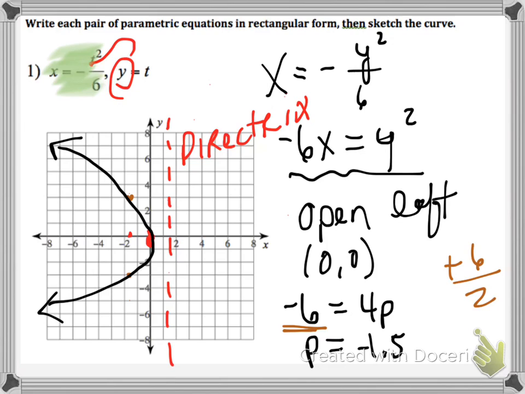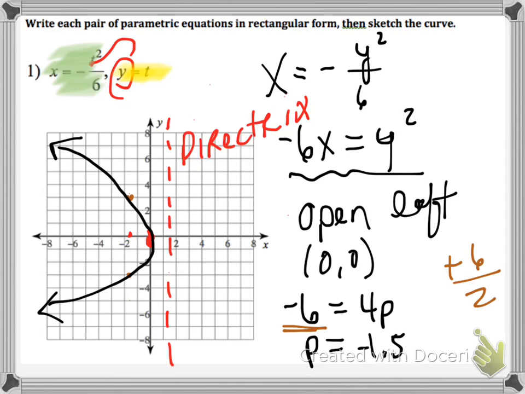Oh, that highlighter's not great. That first equation, x equals -t squared over 6. Okay. Your y1 is going to be y equals t. And you just enter it, -t squared divided by 6, and a t. Okay.